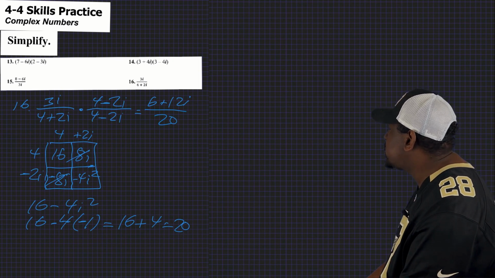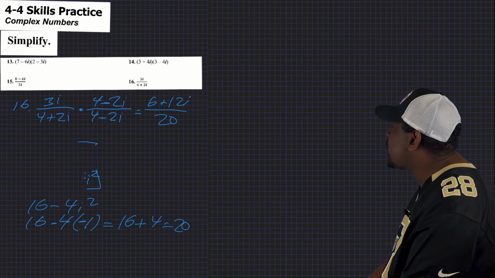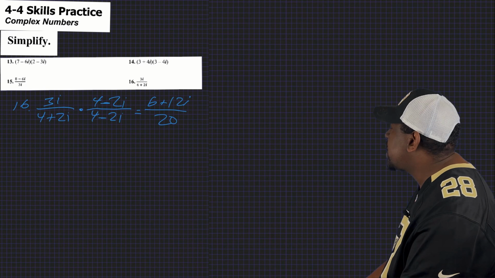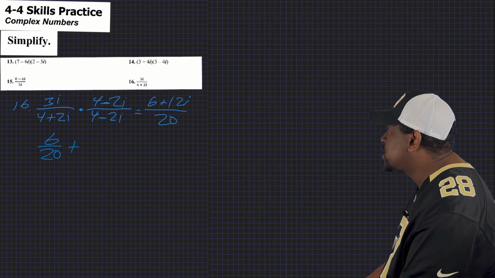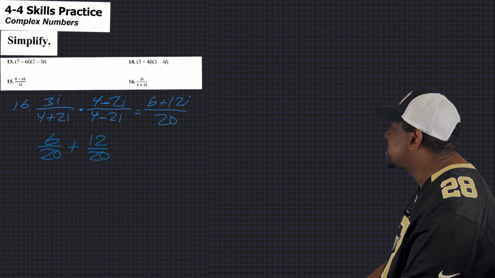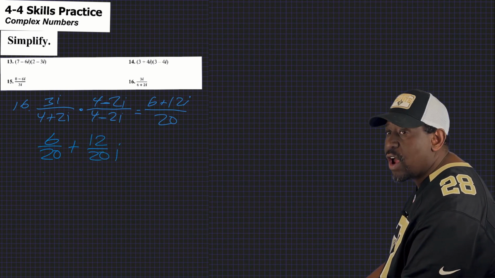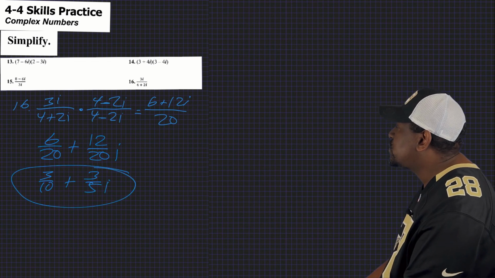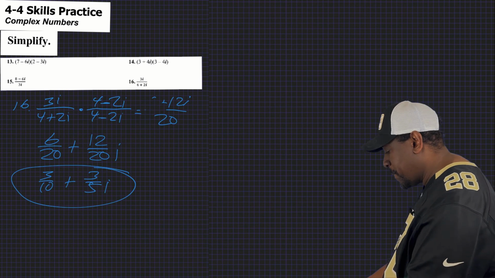And so we put that in the denominator, and our final answer will be 6 plus 12i over 20. We can simplify that by breaking the complex number into two separate fractions, which are 6 over 20 plus 12 over 20i. So now we will reduce the two fractions, and our final answer will be 3 over 10 plus 3 over 5i. And so that's your final answer for number 16. Very good.